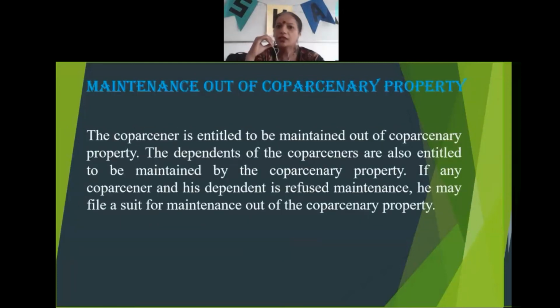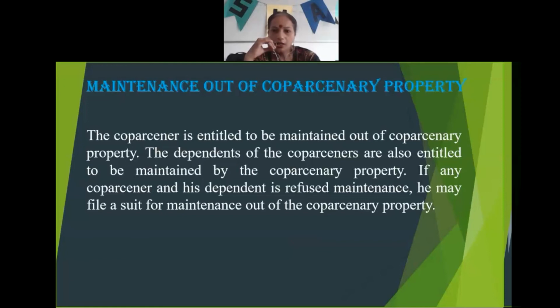Now next one is maintenance out of coparcenary property. The coparcener is entitled to be maintained out of the coparcenary property. The dependents of the coparceners are also entitled to be maintained by the coparcenary property. Yesterday we saw that all the female members like mother, daughter, unmarried daughter, wife, all these are the dependents of the coparceners and therefore they are entitled to be maintained by the coparcenary property, the income arising out of the coparcenary property. If any coparcener or his dependent is refused maintenance, he may file a suit for maintenance out of the coparcenary property.